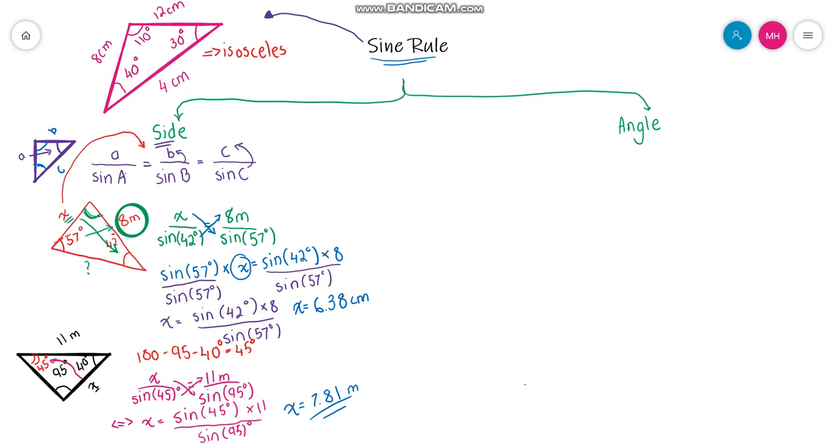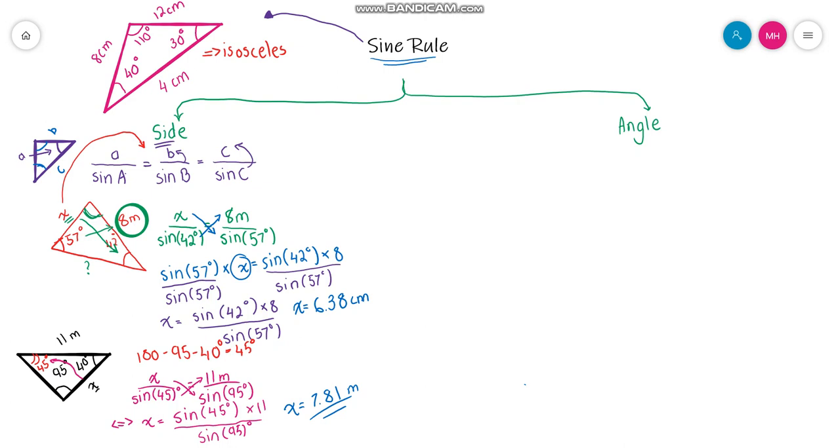We solved two examples where over here we had to find x, and we used this formula over here. We did x over the sine of the angle which is opposite to it, which in this case was 42 degrees, and we equated it to 8, which is another side, over the sine of the angle which is opposite to it, which is 57, and we solved for it. In the second case we had to find the opposite angle of x, which wasn't that difficult, and we did the same process.